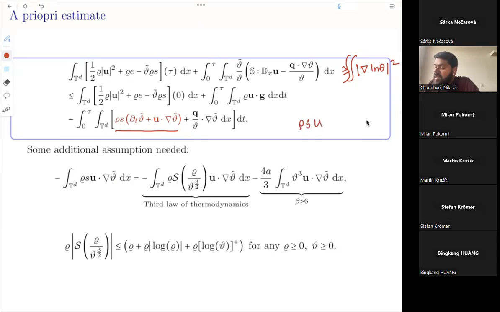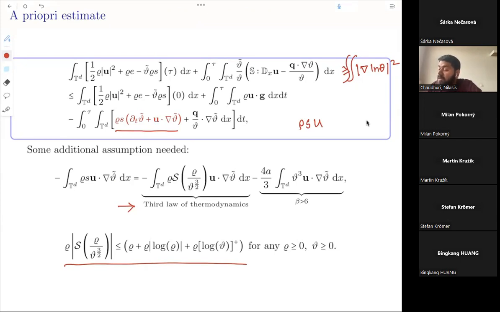If we just separate it, the first part is coming from the molecular pressure, and the second part is coming from the radiation pressure. The molecular pressure is bad, but not so bad, because we know that from the third law of thermodynamics. So from here, the assumption of the third law is working. So we know that this script S has this particular inequality. This is taken from the book of Feireisl and Novotny. When you have this third law, you can get this extra hypothesis, and still you can control this term.